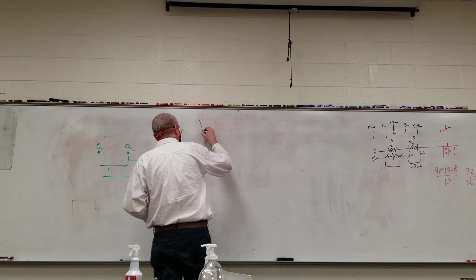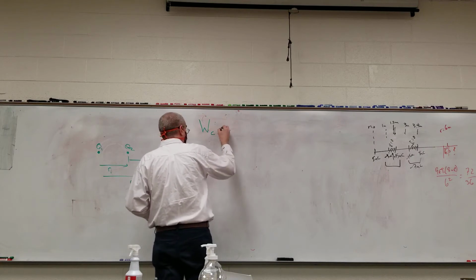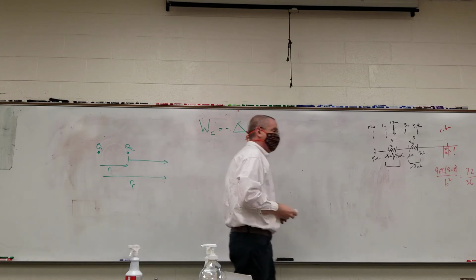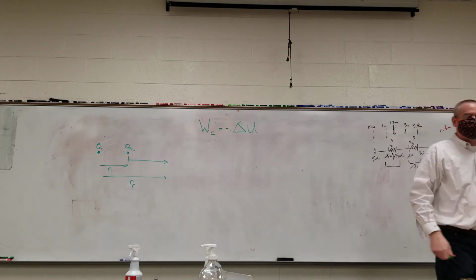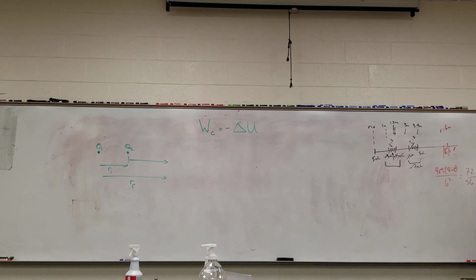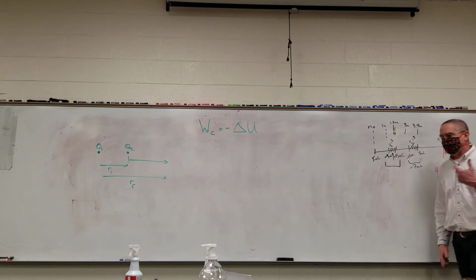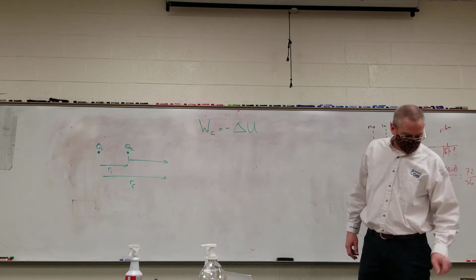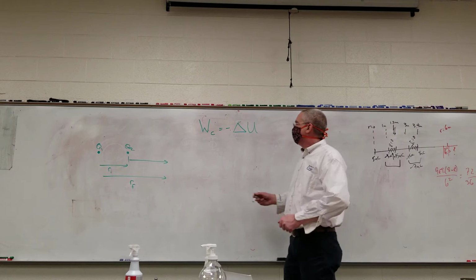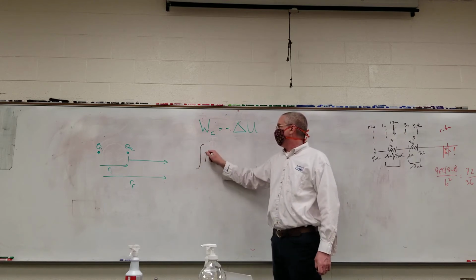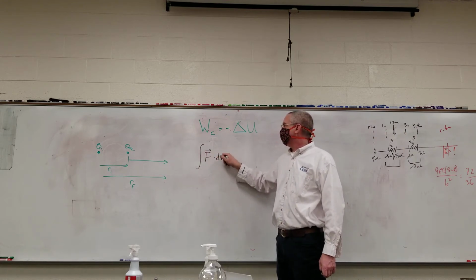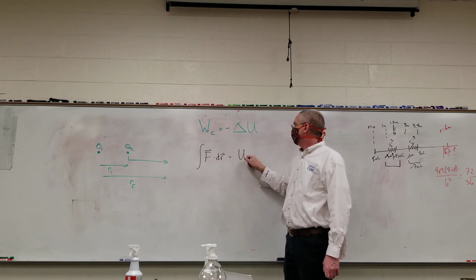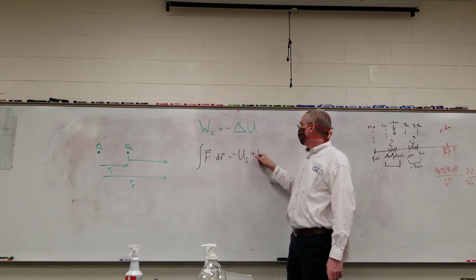So bringing back the equation that we just went over, the conservative work is equal to the negative change in potential energy. So what we're about to do is derive the formula for electric potential energy. So this is the integral of F dot dr, which is negative U final plus U initial.